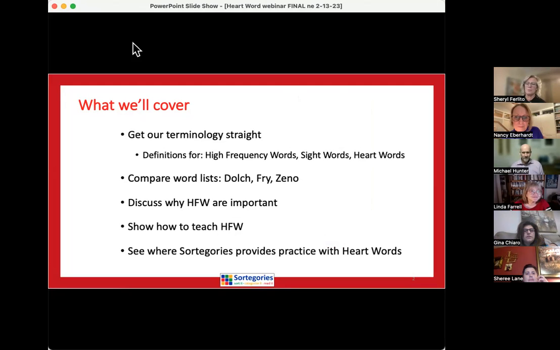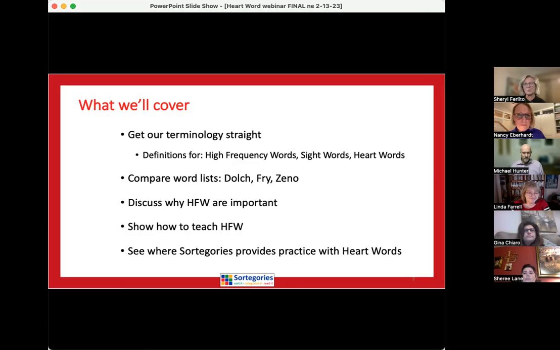What's a high frequency word? What's a sight word? What's a heart word? And then what's a Zeno word? Like where did that list come from? I was reminded of the Zeno list when using FastBridge. If anyone uses FastBridge assessments, they use the Zeno list for their sight word progress monitoring.